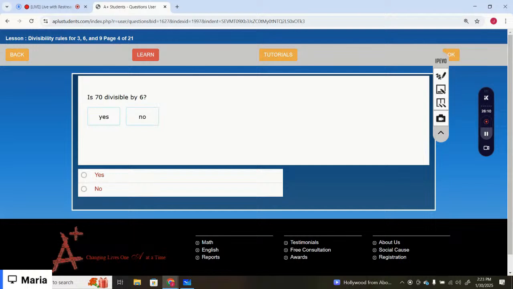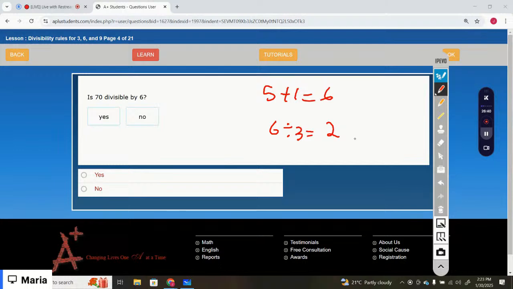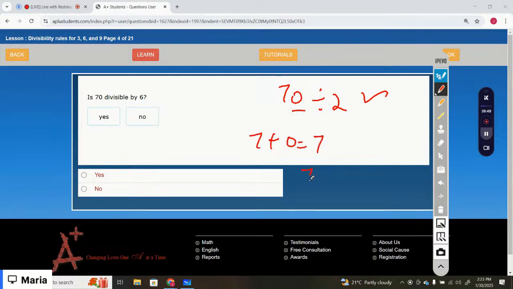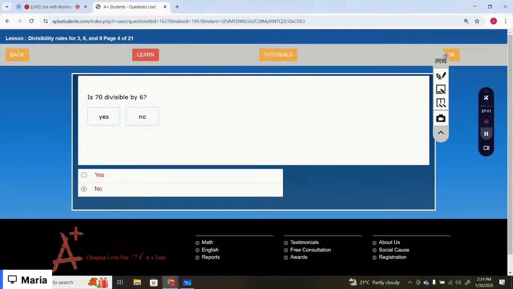Is 70 divisible by 6? Let's see if the number is divisible by 2 and divisible by 3, right? 70 is divisible by 2, yes, because the ones digit is 0. Now let's check for 3. 7 plus 0 is 7, and 7 is not divisible by 3. So the number is not divisible by 6. The correct option is no. Option number 2 is the correct option.